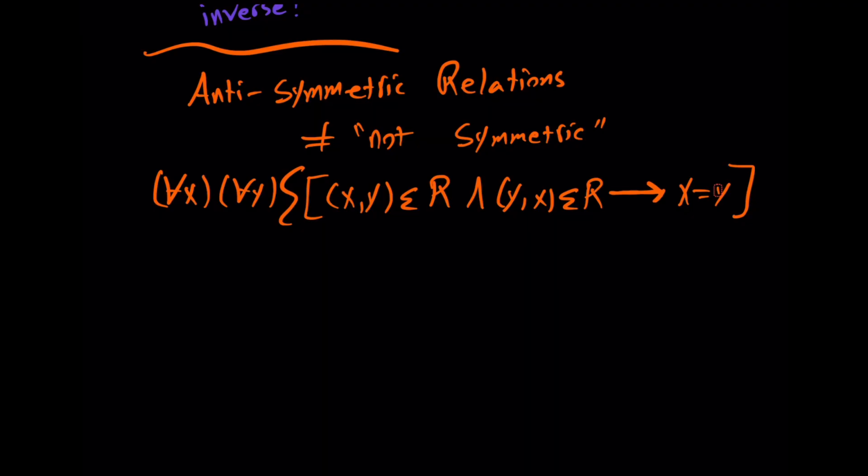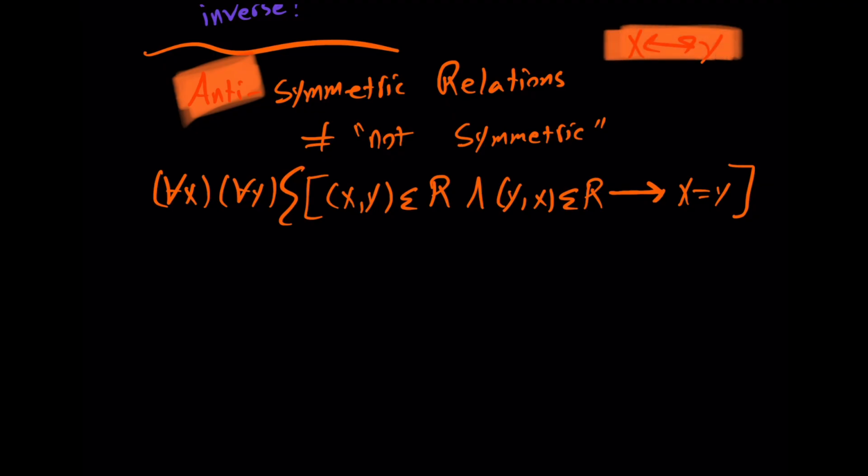Notice that in a symmetric relationship, it is mutual and it goes both ways. Remember, we're going from x to y in this loop. However, in an anti-symmetric relationship, we can only go both ways when they are the same element. That is, when x is equal to y.